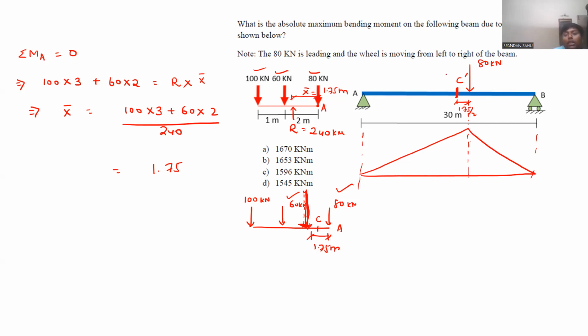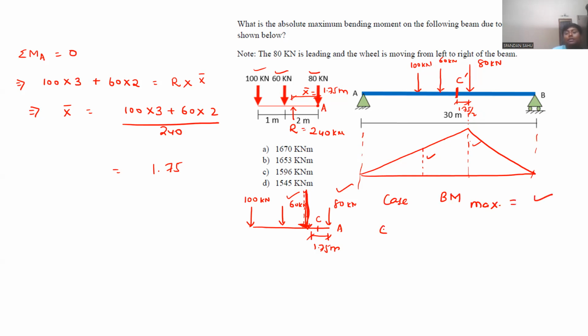Now place all other loads. This is 60 kilonewton and this is 100 kilonewton. Corresponding to 100 kilonewton, you calculate this ordinate. Corresponding to 60 kilonewton, you calculate the ordinate, and corresponding to 80 kilonewton, you calculate the ordinate. Multiply it. For case 1, you will get maximum bending moment 1, some value.